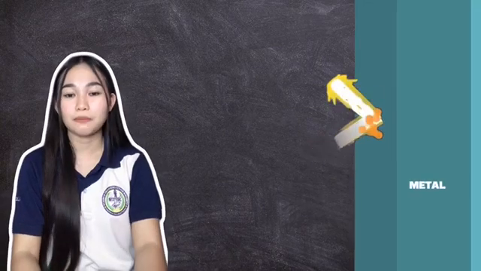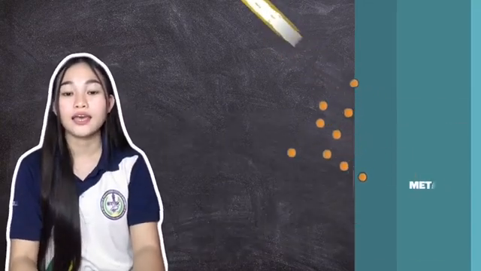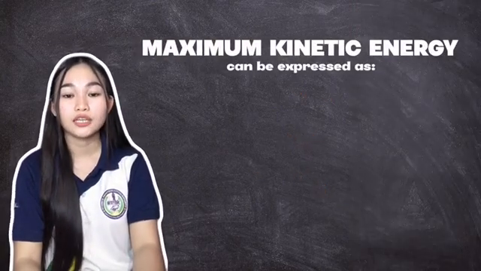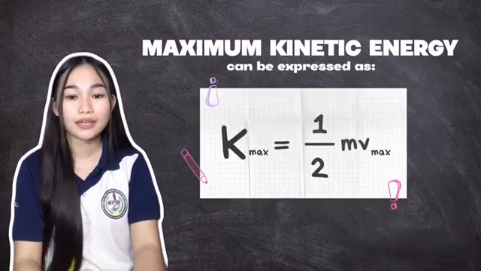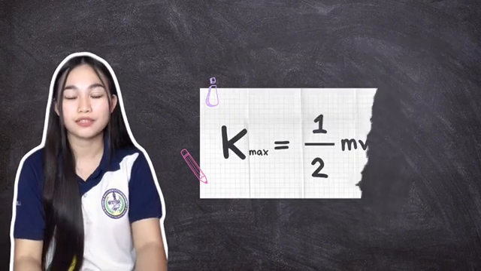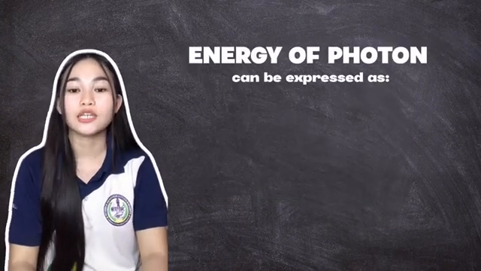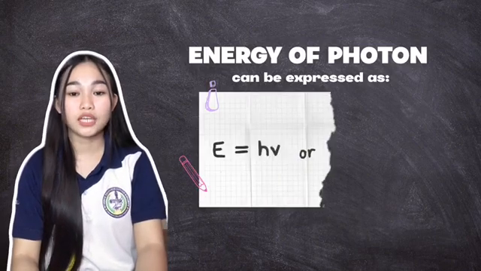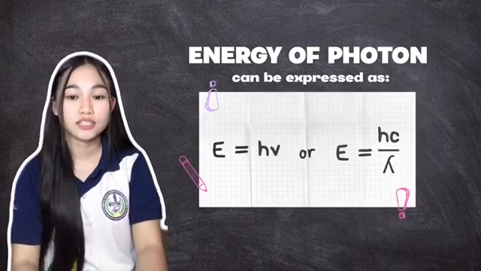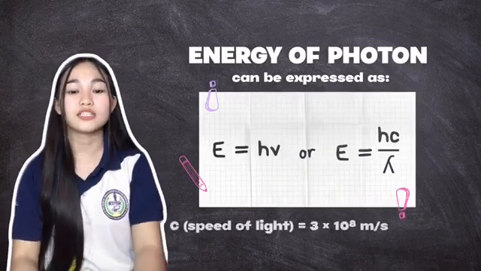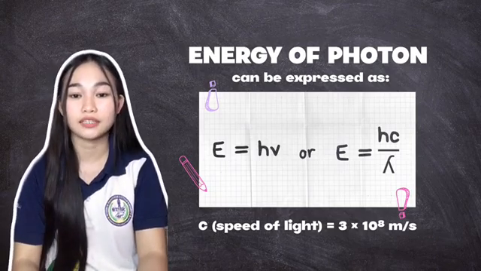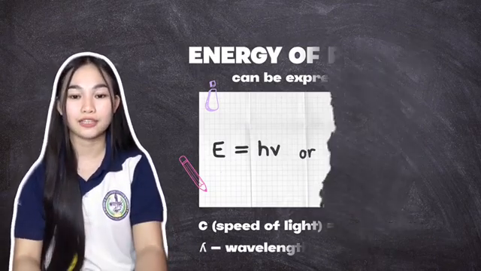When a photon strikes a metal surface and releases an electron, any remaining energy from the photon is converted into kinetic energy. The maximum kinetic energy of the photoelectron can be expressed as K max equals 1/2 m v max squared. The energy of the photon can also be calculated using the formula E equals hv or E equals hc over lambda, where c is the speed of light, expressed as 3 times 10 raised to 8 meters per second, and lambda is the wavelength of the light.